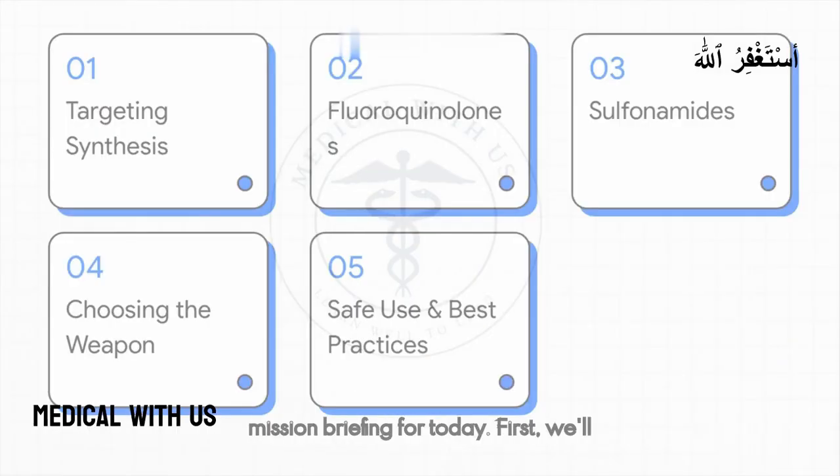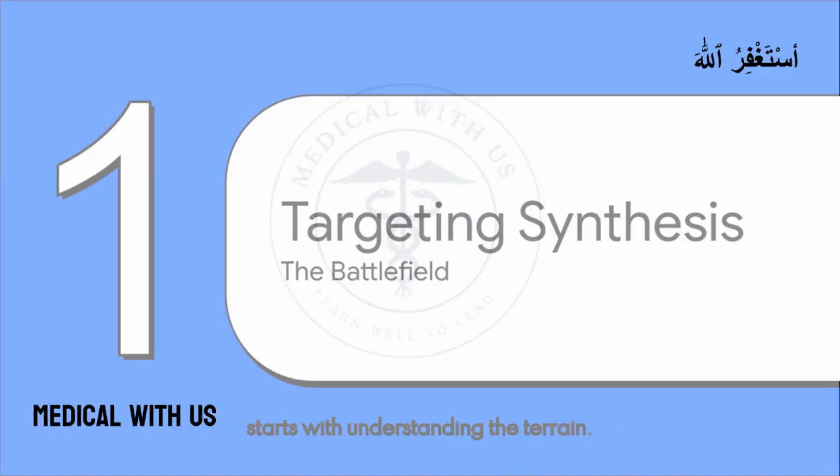Here's our mission briefing for today. First, we'll get the lay of the land, understanding the battlefield, which is bacterial synthesis. Then, we'll get to know our two key weapon systems, the DNA-disrupting fluoroquinolones and the folate-blocking sulfonamides. After that, we'll talk strategy, and we'll wrap up with the rules of engagement, how to use these things safely and effectively.